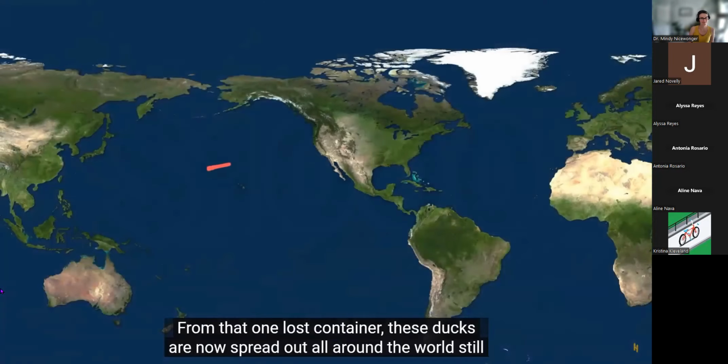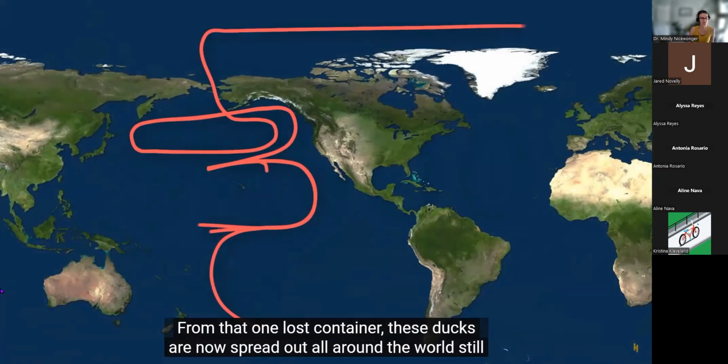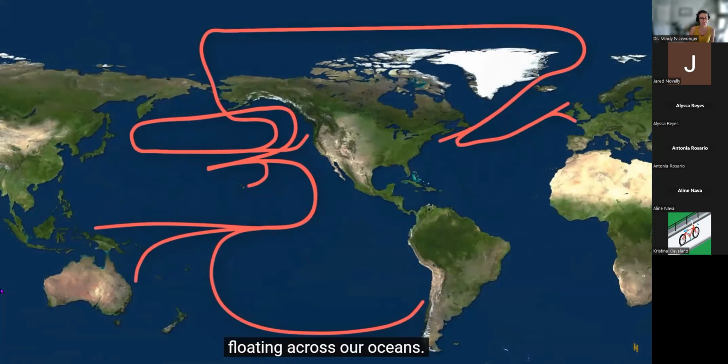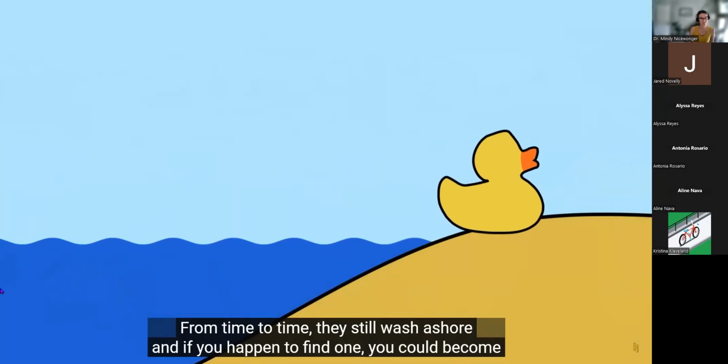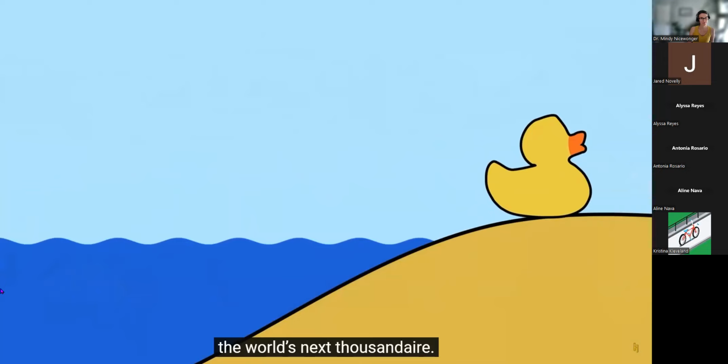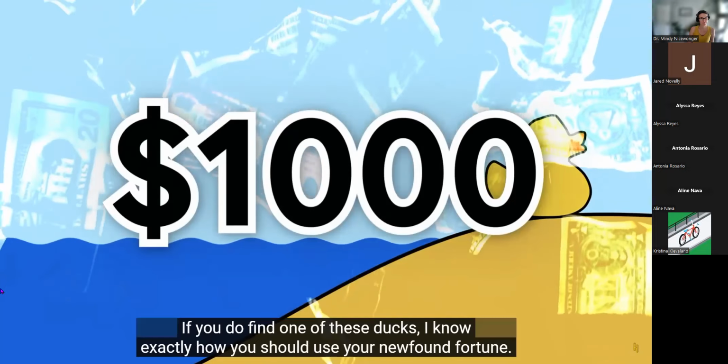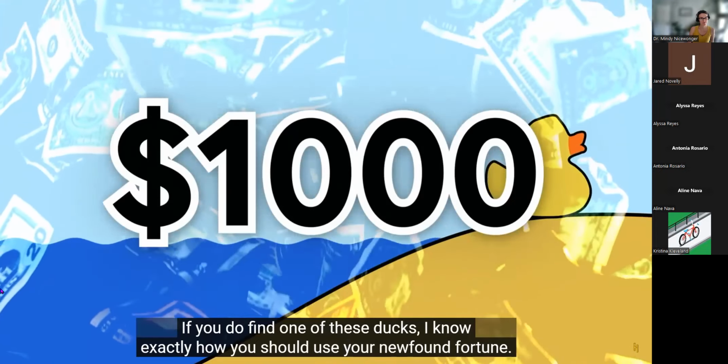From that one lost container, these ducks are now spread out all around the world, still floating across our oceans. From time to time, they still wash ashore, and if you happen to find one, you could be the world's next thousandaire.